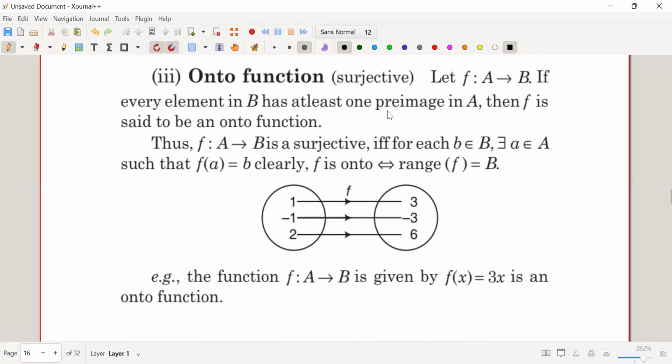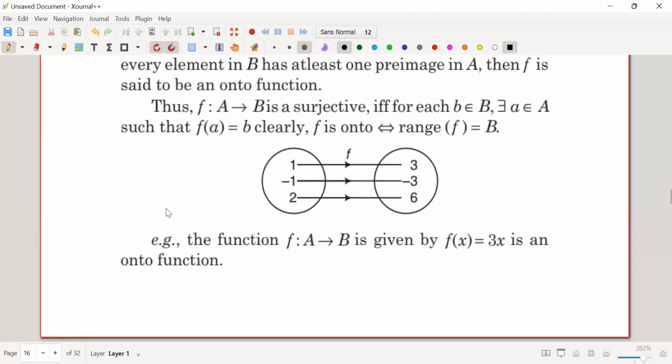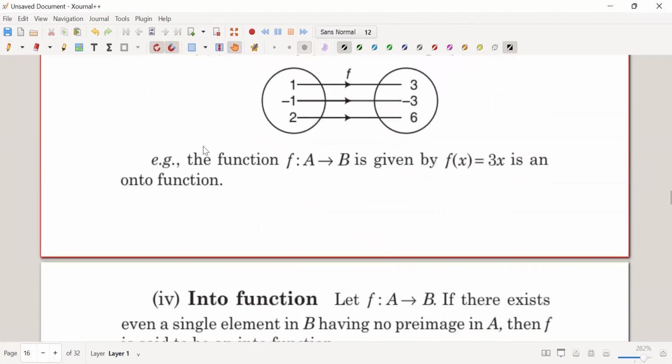Everything will be matched, without any unmatched elements in the codomain. That is domain and codomain. Range and codomain are same. Yes. Range equal to codomain. All the elements of the domain should have a pre-image. Then that is known as an onto function.